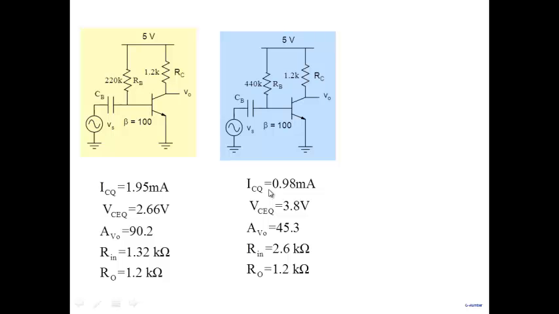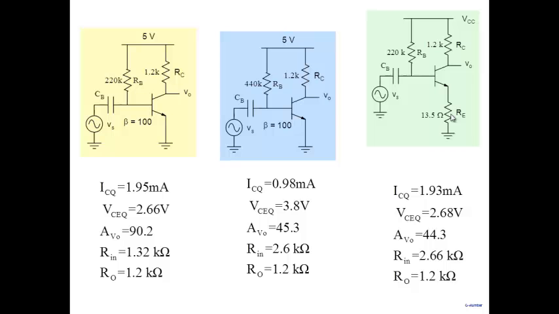But I'm saying there's another way of doing that. Another way is this one, where I kept everything the same, 220K, 1.2K, everything is the same here. Same bias point. Note 1.93, 1.95. Same bias point. But what I did was I attached a small resistor here. And what do I get? 44.3, gain half, input resistance double, output resistance is the same. So I can do that also. I can carry out a trade-off by putting an RE here. Or I could carry out a trade-off between the two by reducing the current.